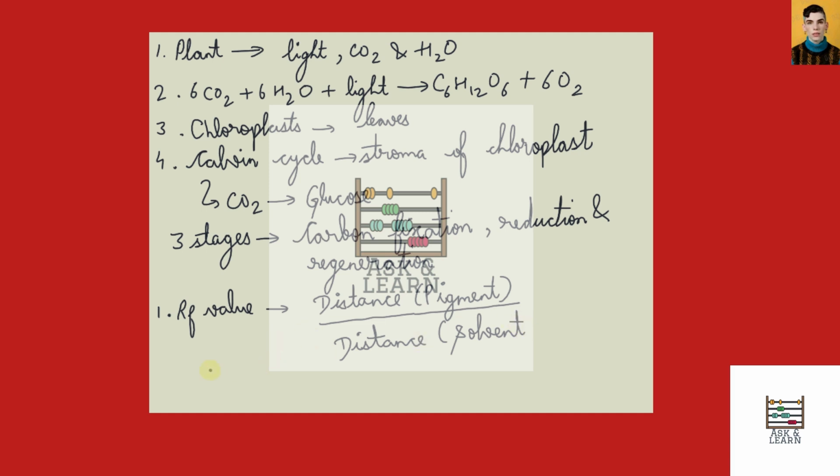Second question, the leaf disc assay is designed to test the hypothesis that factors such as light intensity and the presence of CO2 affect the rate of photosynthesis in plants.